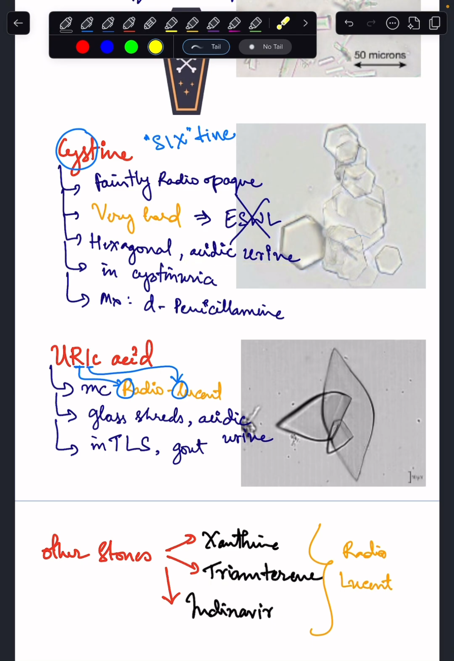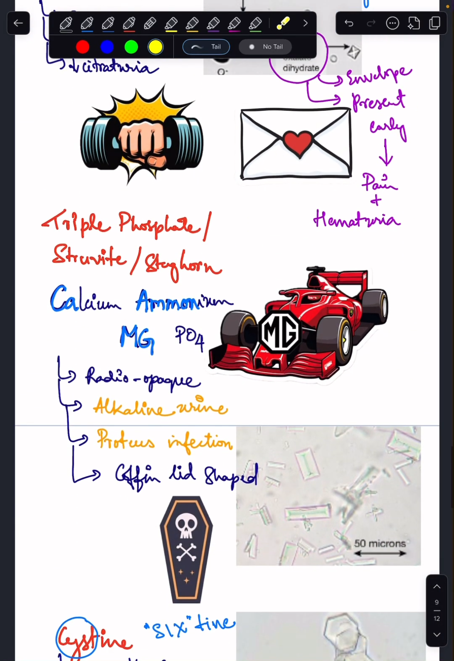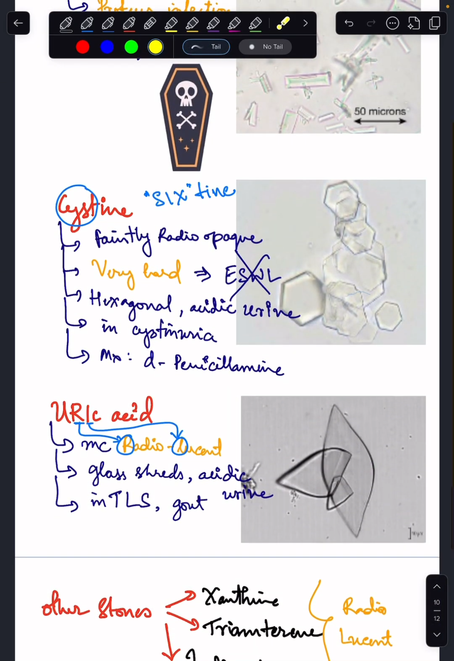Also a quick fact, almost all the major stones are seen in acidic urine, the only exception being triple phosphate. Like I said, alkaline water, sports people. So alkaline urine precipitates triple phosphate stones, whereas all the others are precipitated in acidic urine. And cystine stones are seen in cystinuria, which is a genetic defect in amino acid reabsorption and managed using D-penicillamine.